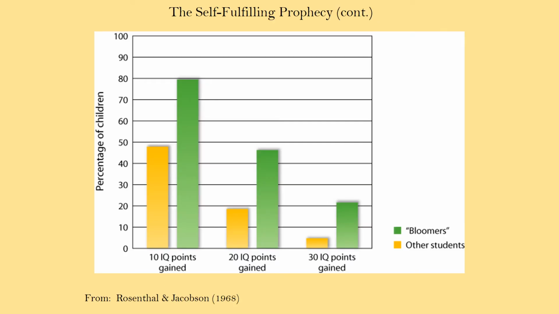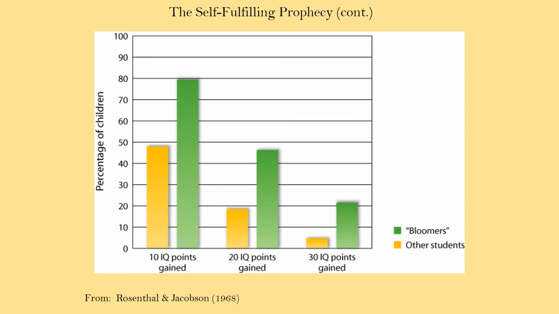If you look here, you've got bloomers in green, and you have the low achieving students. Well, they weren't really low achieving, but that's what the teachers were led to believe. Those students are in yellow. And what you can see here is that if you look at the percentage of children who gained IQ points, that is, their intelligence increased as a result of the teaching, you can see that they fared better. There's a higher percentage of bloomers, 20% of them actually, who gained 30 points in IQ. That is a huge gain.